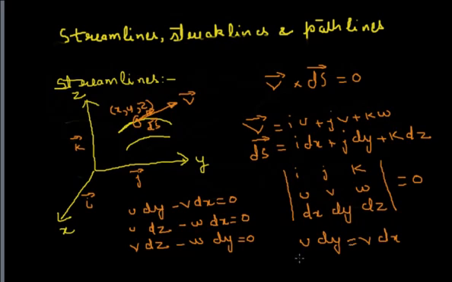Therefore we can write u by dx is equal to v by dy, and similarly from the third equation we would get w by dz. So this is nothing but the equation of your streamline in 3 dimensions.